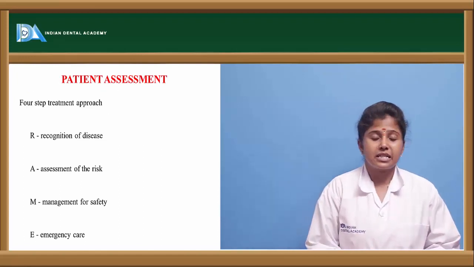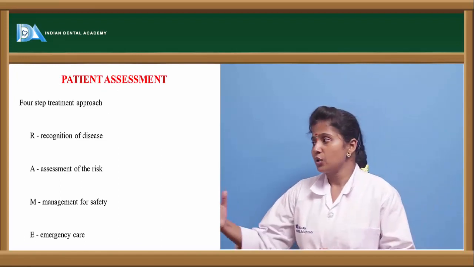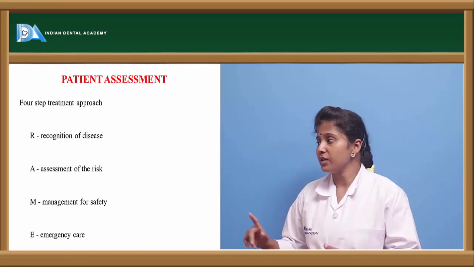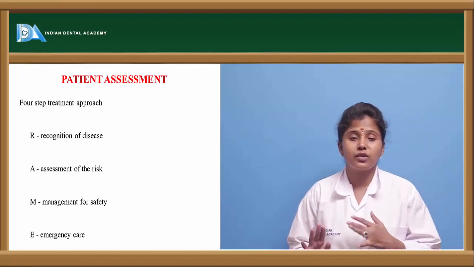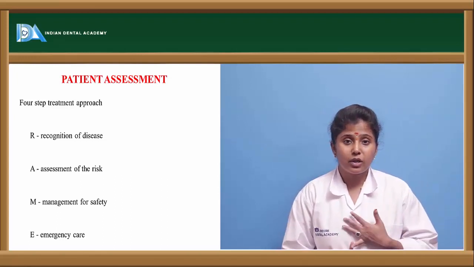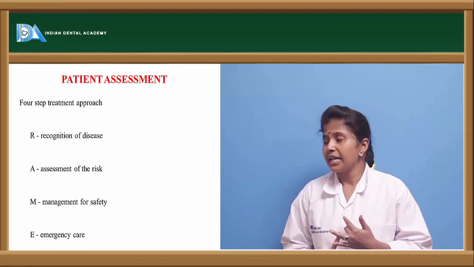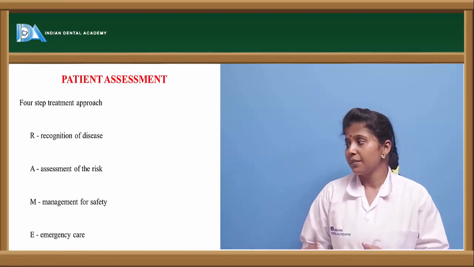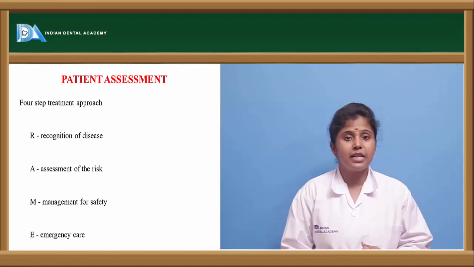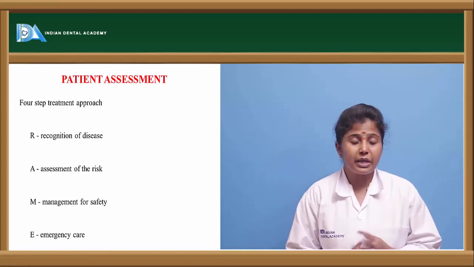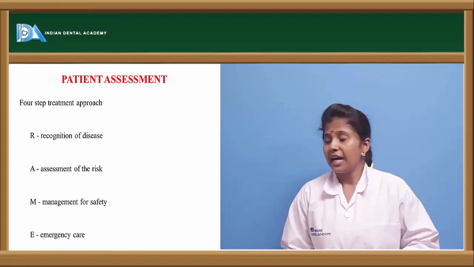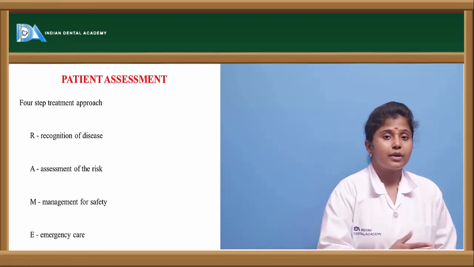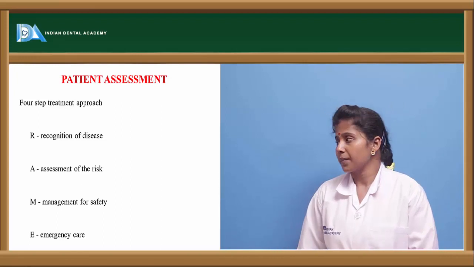So, patient assessment. How can we assess a patient? There are 4 steps to treat a patient or to give the treatment for that patient. First thing is R, recognition of the disease. R in the sense, first we have to recognize what disease he is suffering from, and A is assessment of the risk. If we give the treatment, how far he is prone to risk, and M is for management for safety. So if he is prone to risk, how far we can manage and give safety for him, and emergency care. So if at all there is an emergency, are we able to reduce that emergency or not?